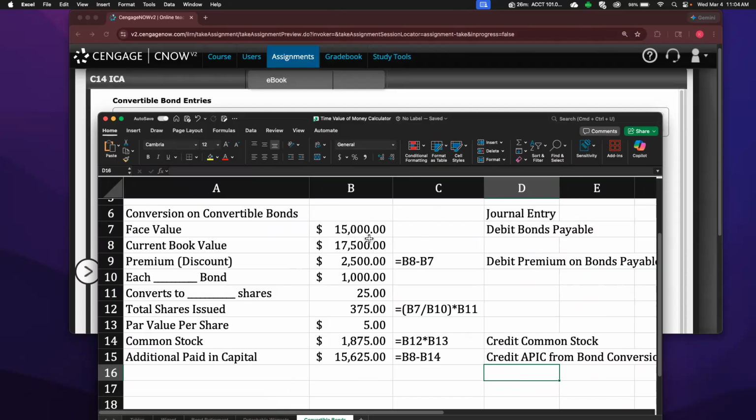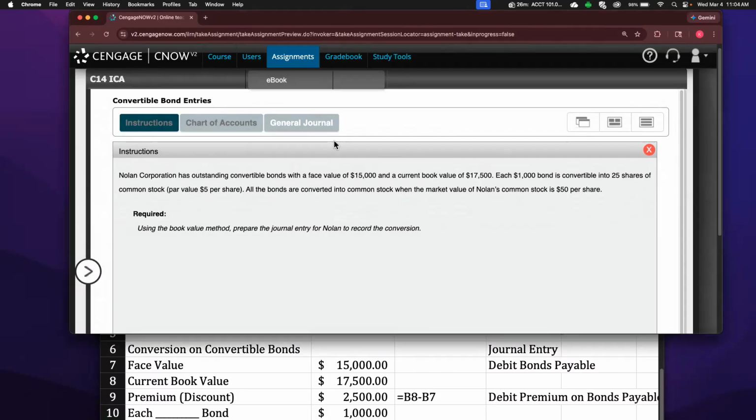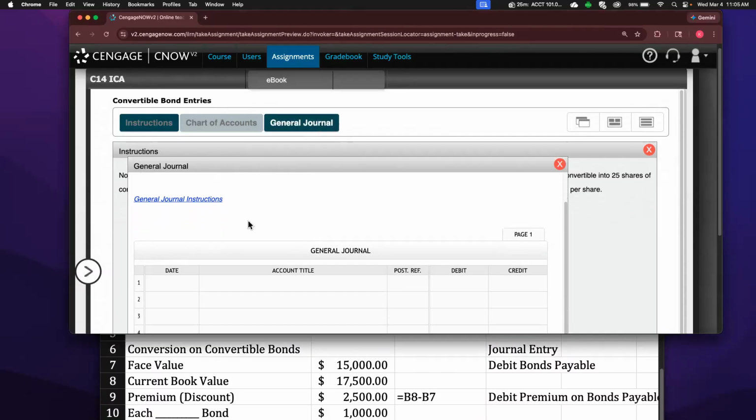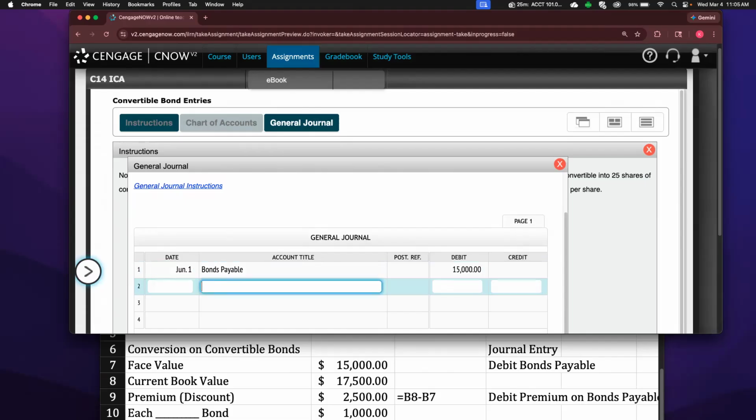So now we can change the amounts in there if we need to on a different problem, and we have all of our information. So let's start making our actual journal entry on June 1st. We're going to debit bonds payable, 15,000. Debit premium on bonds payable. Oh, it's just premium on bonds payable, not premiums.